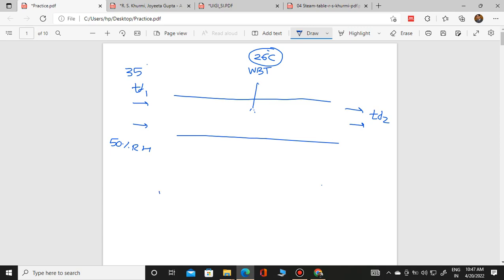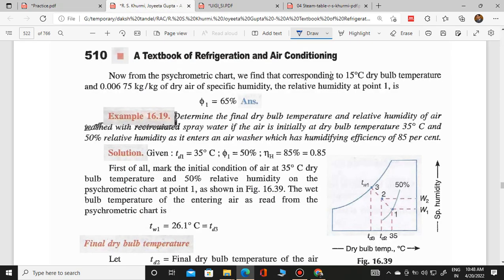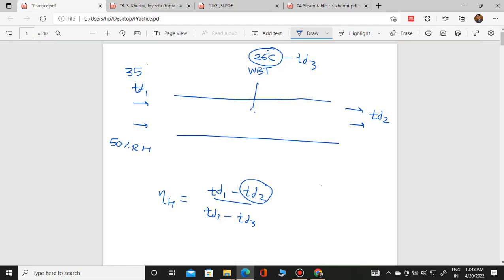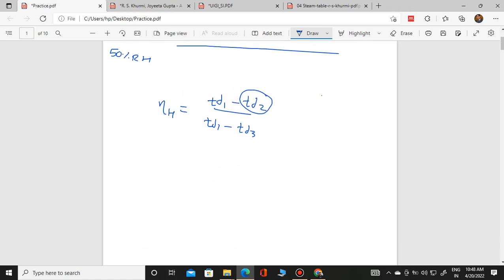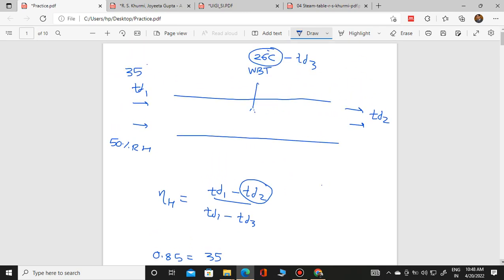So these two parameters we got. Now humidifying efficiency is given. What is the equation that we all know? Humidifying efficiency equals (TD1 minus TD2) divided by (TD1 minus TD3). This is our TD3. Now here all the data is given, only the unknown is TD2. Clear? So let us find out. Humidifying efficiency is 85%, so 0.85. What is TD1? I think it was 35. What is TD2? TD2 we need to find out.